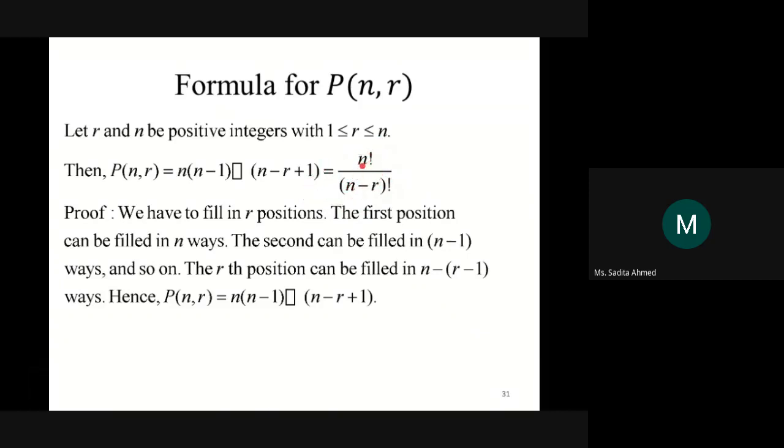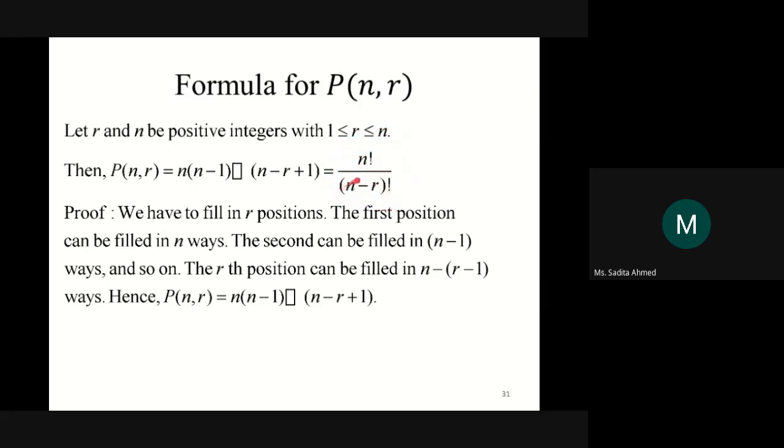What is n factorial, guys? n into n minus 1 into n minus 2 and so on until 1. Until 1. Exactly. Very good. And what is (n minus r) factorial? n minus r into n minus r minus 1 into, and it goes on until 1. That is correct. So if you calculate this, what do you get?